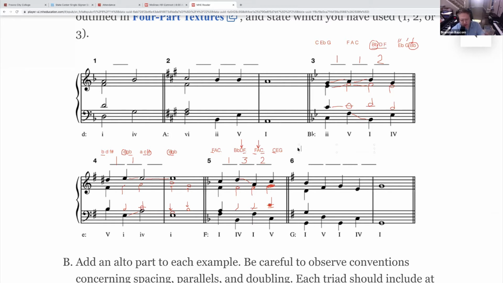Number 6 here, we've got a G, a B, and a D. We're going to a D, F sharp, A, back to G, B, D, on to C, E, G, going to G, B, D. Is that right? Yeah. All right. Common tone would be D.